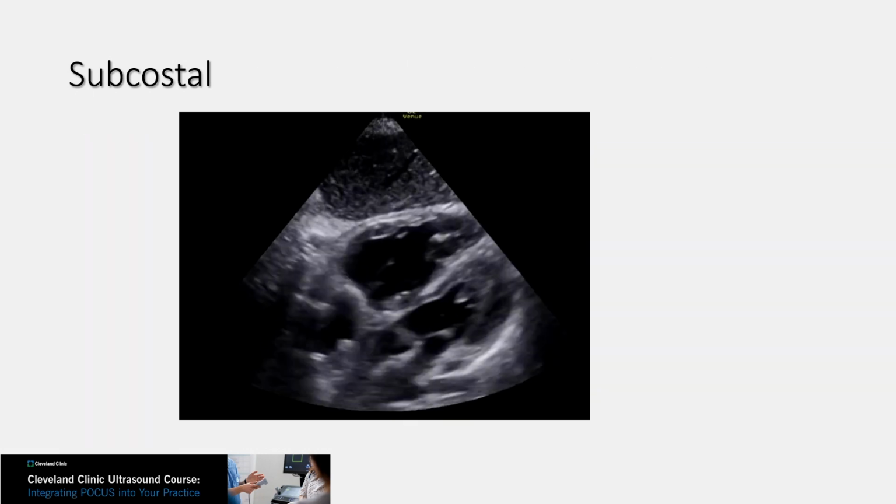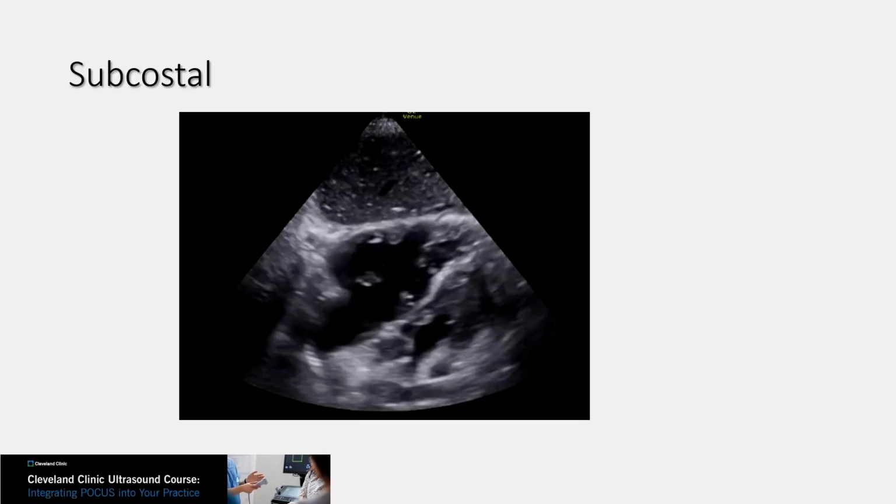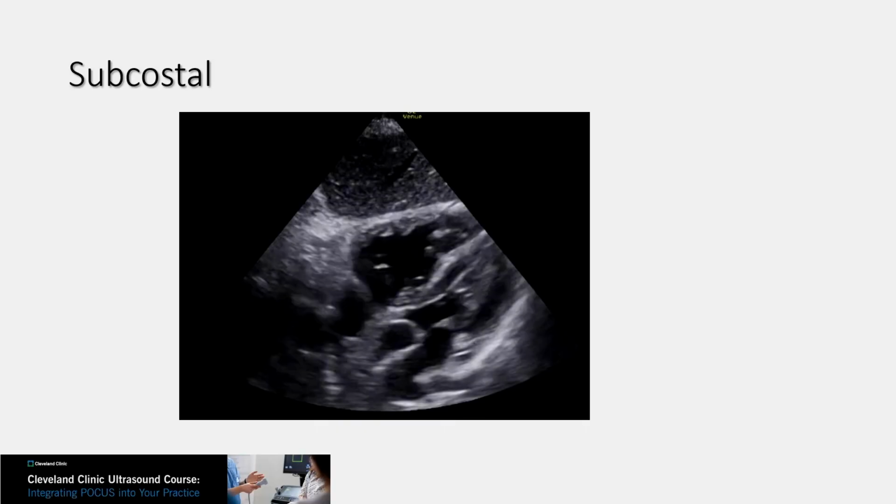This is a good example of the subcostal view where you can see liver on top, followed by RV, your tricuspid valve and your LV.